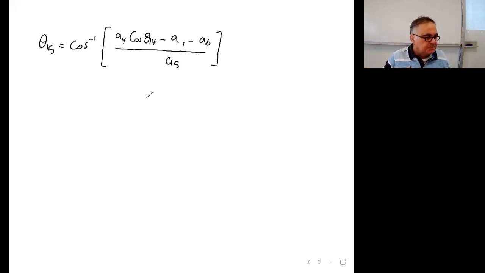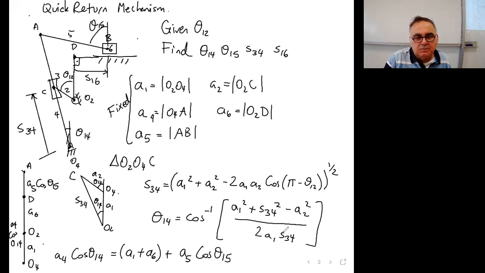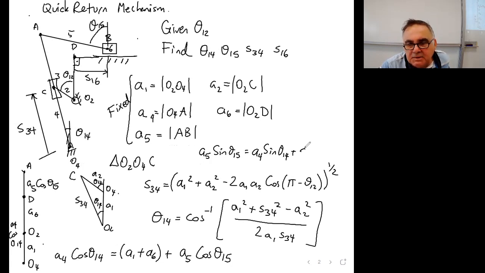One more thing. Let me, well, maybe I should write it here also, if I can. I can write the same thing horizontally. A5 sine theta 1,5, which is this distance, okay, is equal to A4 sine theta 1,4, which is the horizontal distance, plus S16.